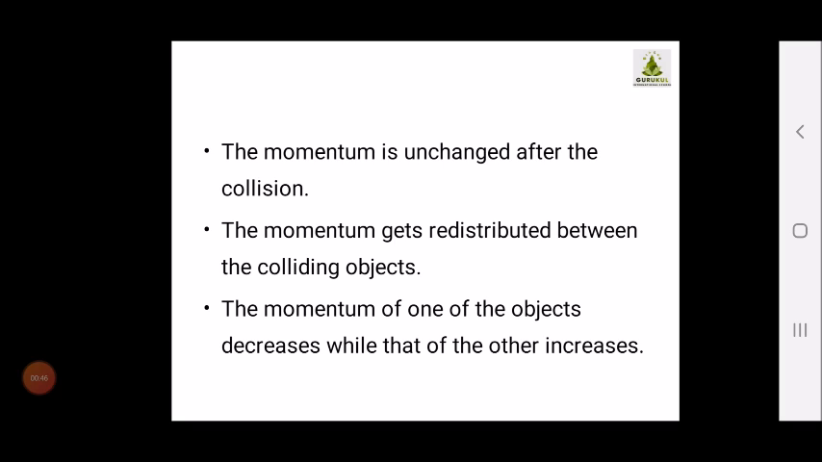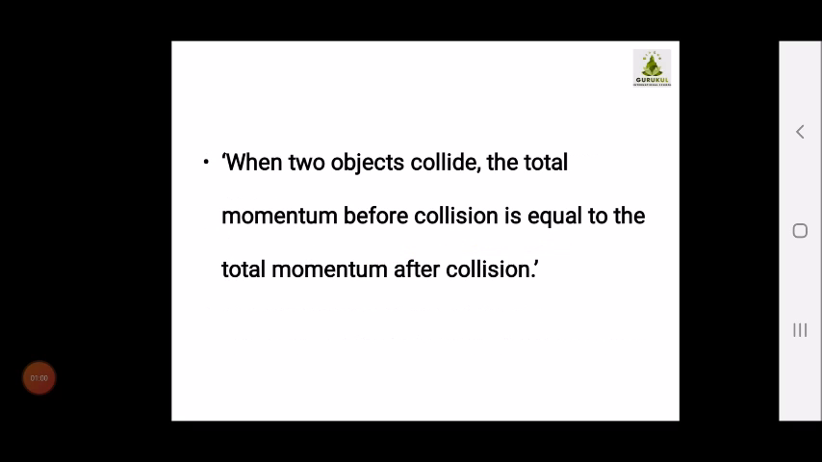The momentum gets redistributed between the colliding objects. It gets redistributed between both the objects. The momentum of one of the objects decreases while the momentum of the other object increases.